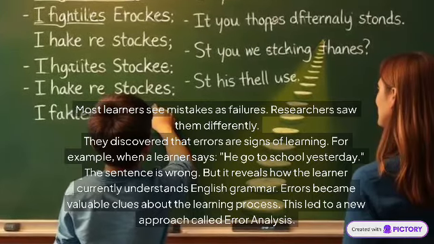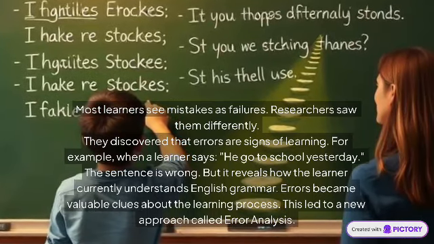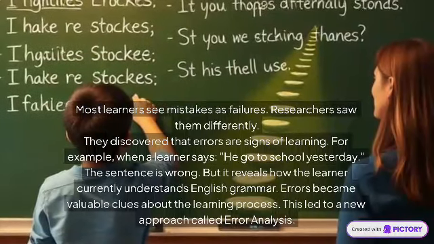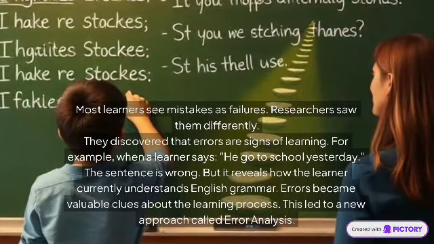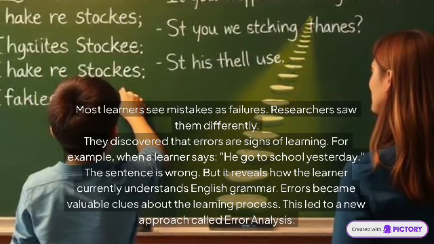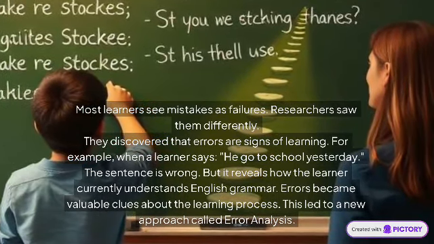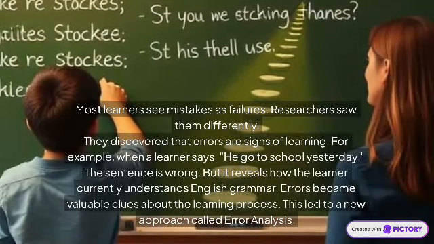Most learners see mistakes as failures. Researchers saw them differently. They discovered that errors are signs of learning. For example, when a learner says, "He go to school yesterday," the sentence is wrong, but it reveals how the learner currently understands English grammar. Errors became valuable clues about the learning process.